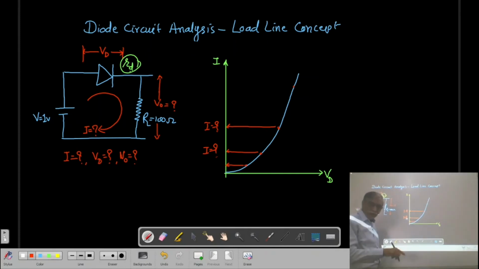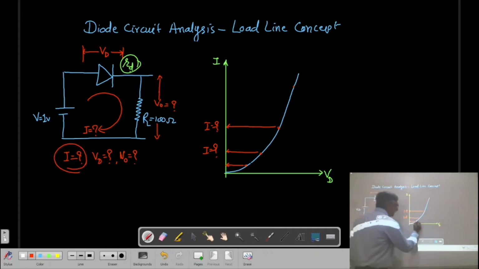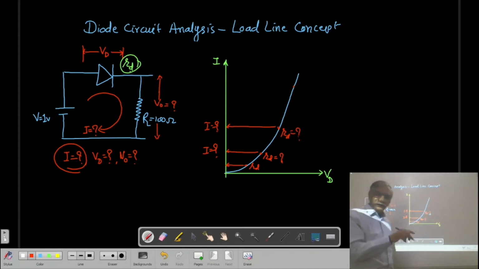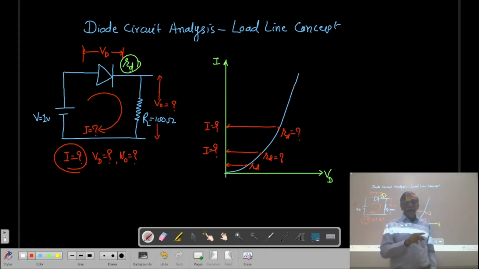But if I want to calculate the I, then I will require the RD. What is the RD? The RD depends on the current, and the current depends on the RD. Then how can we find out the value of the current?